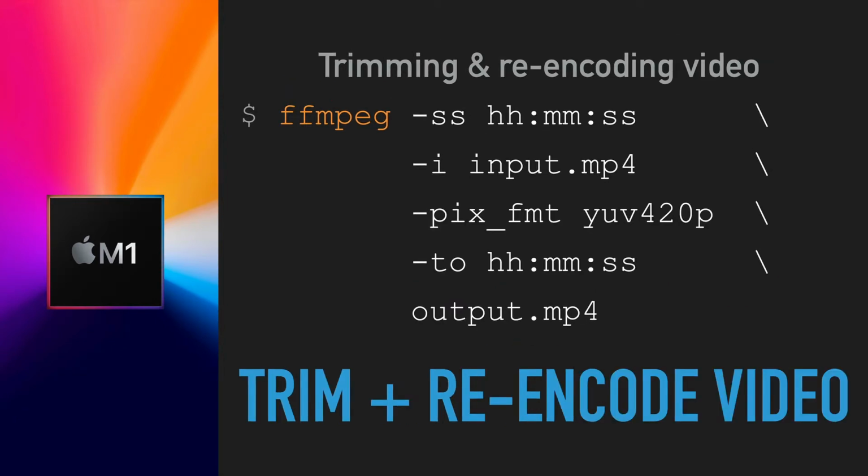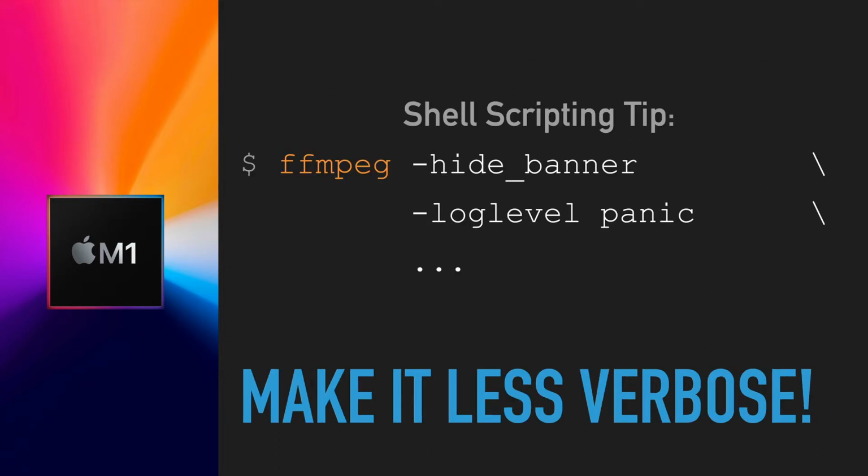If you do want to re-encode for some reason, if you're trying to create a new format, then you don't need the codec copy options. So this is showing you without the -c:v copy and -c:a copy codec options. These will be slow. Then finally, when you're scripting the FFmpeg command in a script, you don't want it to be so verbose, so you can hide the banner and set the log level to panic. That way you will have minimum output from FFmpeg. Otherwise it is very verbose.